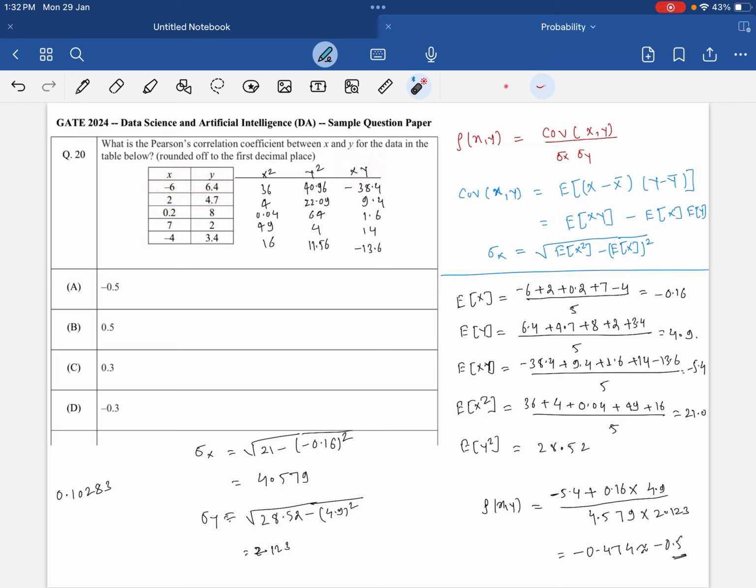Similarly, you can do this for x square and y square. Now to find the standard deviation, you need the expectation of x square, which you have already found, minus the mean square of x. That will give you the standard deviation of x. Similarly, you can find the standard deviation of y and put everything in this formula. That will give you the answer, 0 minus 0.5. So A is the correct answer for this one.